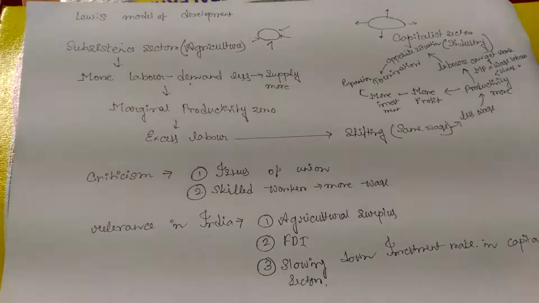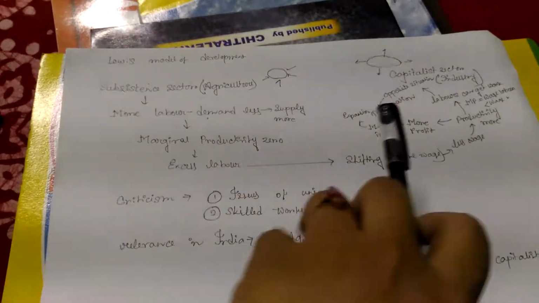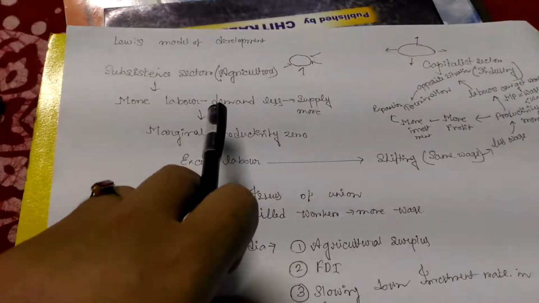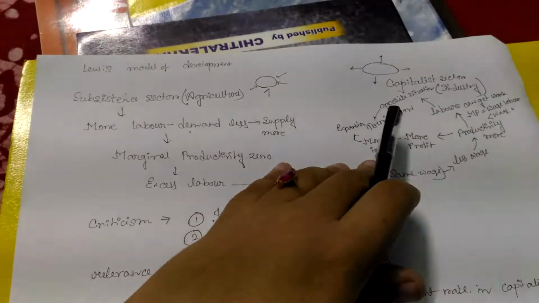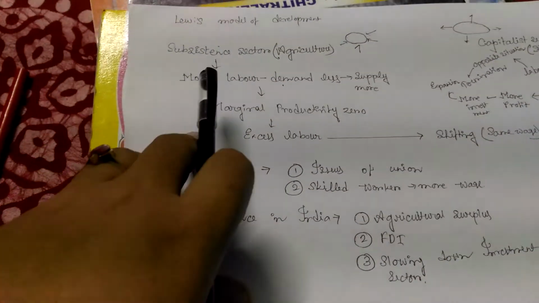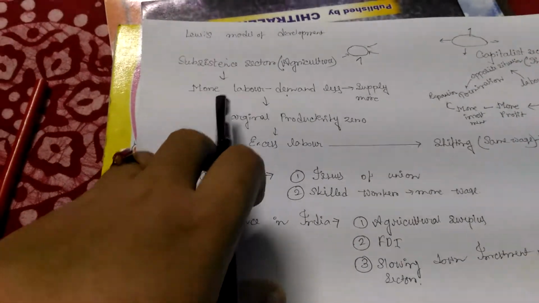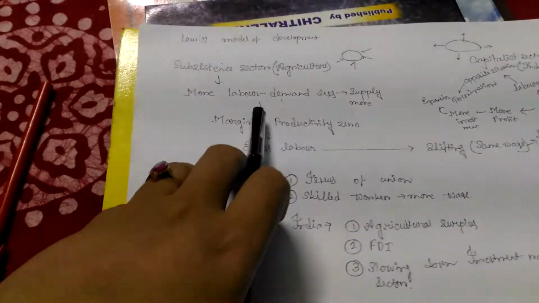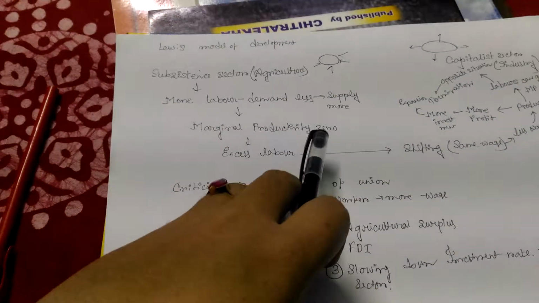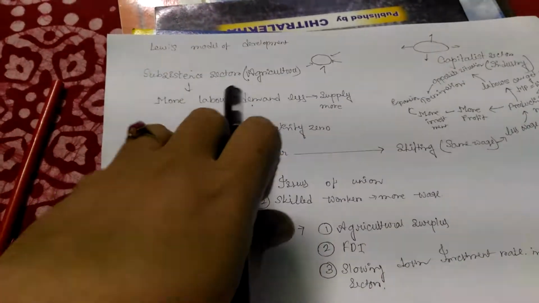Lewis is an economist, and Lewis has a view that in every country there are two types of economic sectors. One is the subsistence sector, which is called the agricultural sector. Another is the capitalist sector, which can be said to be the industrial sector. In the subsistence sector, what we have found is that there is always more labor, which means labor is more than the demand. As there is more labor than the demand in this particular sector, the marginal productivity of the labor is zero.